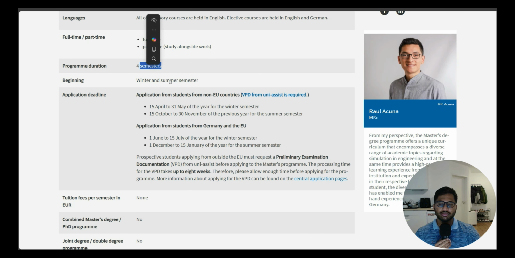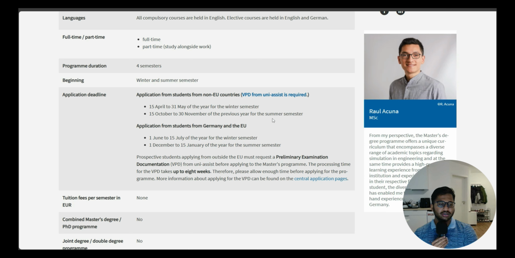Program duration is 4 semesters, and beginning of semester is both in winter and summer semester. Then application from students from non-EU countries: you need to apply for VPD from Uni-Assist, which is required. 15th April to 31st May is for winter semester, and 15th October to 30th November is for summer semester.